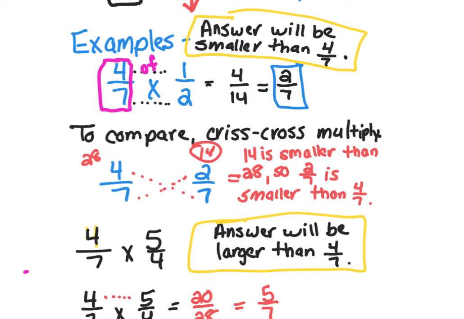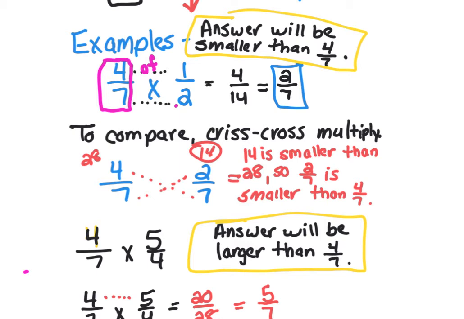So answer will be smaller, but let's go ahead and check it just in case I forgot that. All you have to do is work it out. 4 times 1 is 4, 7 times 2 is 14. I simplify and get 2/7. Now remember, we're comparing it to 4/7. So if you have 4 out of 7 and you have 2 out of 7, well, you know 2 out of 7 is smaller than 4 out of 7. So yes, the answer is smaller, so we were correct by our prediction.